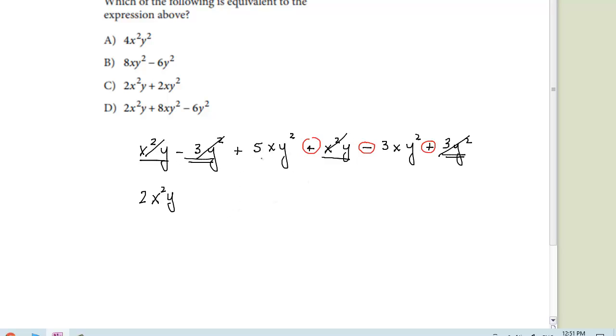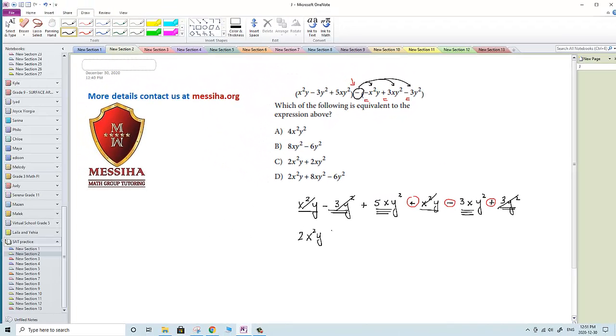After that, xy squared. Do I have another xy squared? Yes, I have 5 positive and negative 3. That means I have positive 2xy squared. And when I finish, I can check the signs to make sure that I don't have anything left. So 2x squared y plus 2xy squared. If I check, I will see that choice C, 2x squared y plus 2xy squared, is the right answer.